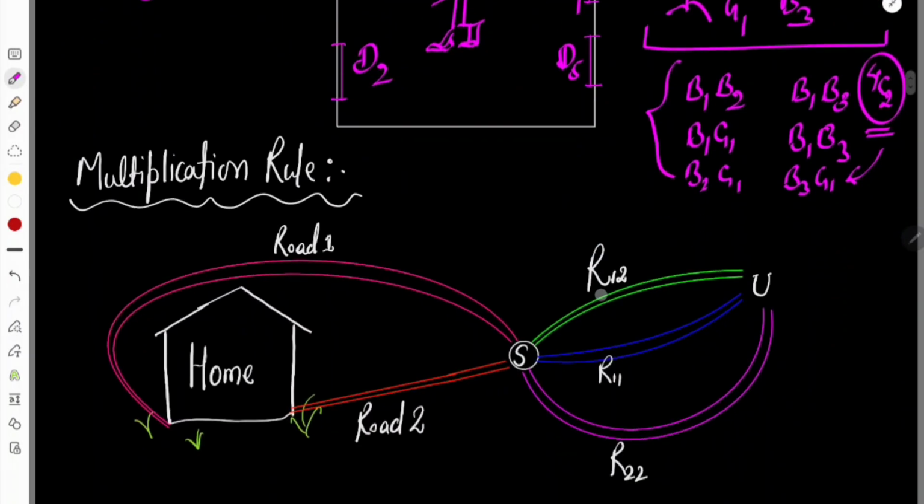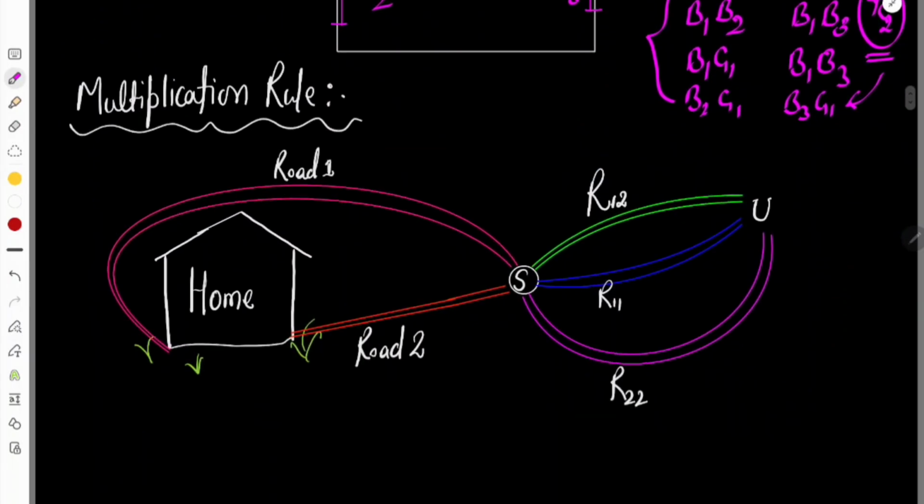Now we are coming to the next one. It is called the multiplication rule. What does it say? I'm taking one example.